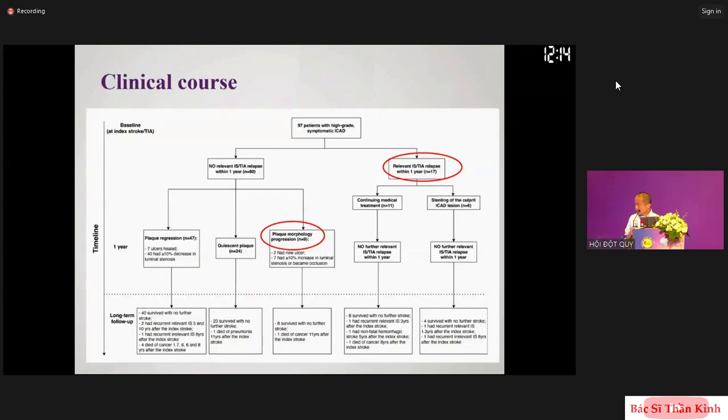So here is the clinical outcome of these patients. What I circled here is the primary outcome. 17 patients had a relapse of recurrent stroke or TIA within the first year. And 9 patients developed plaque progression, with or without clinical relapse. So let's focus on these two groups of patients.